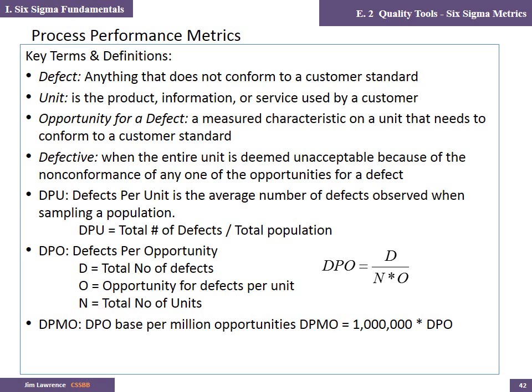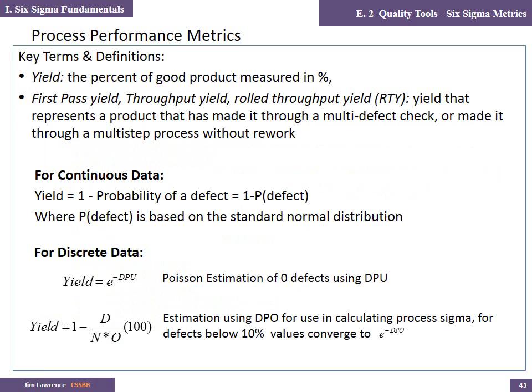Defects per million opportunity is DPMO, defects per opportunity multiplied by a million. DPO and DPMO are various ways to represent your measurement that are used in standard ways in industry. Yield is the percent of good product, measured in percent. Yield and defects are complementary, so 1 minus your percent of defects gives you your yield, or good product.